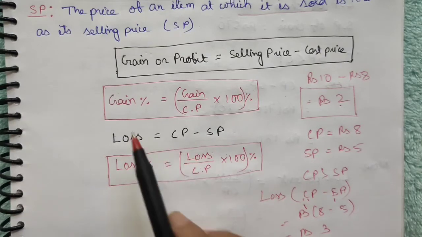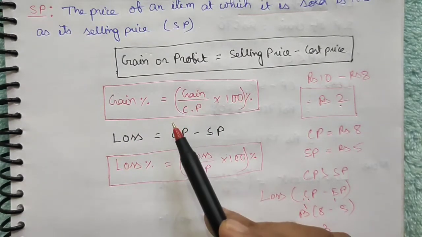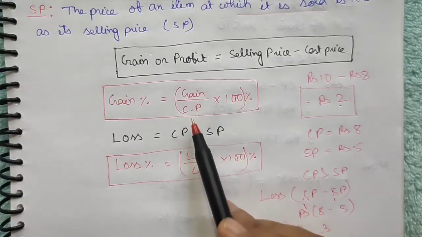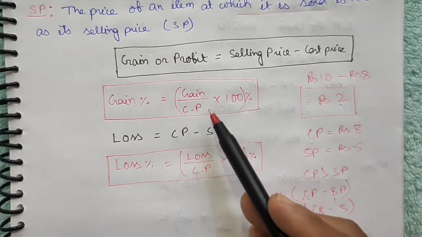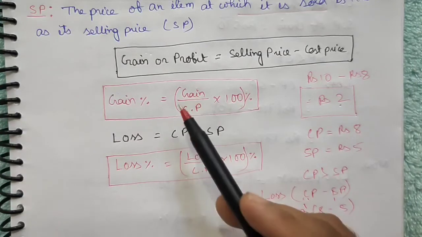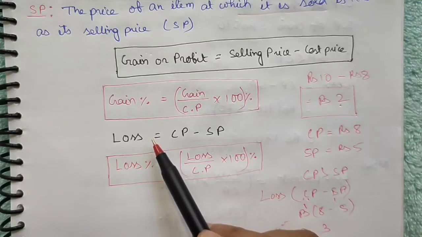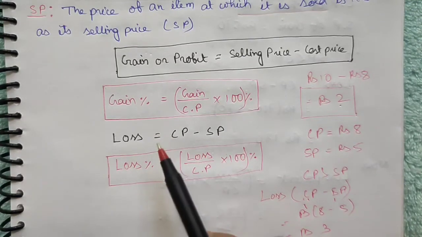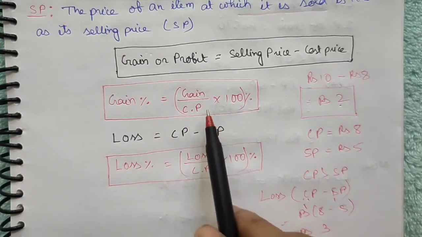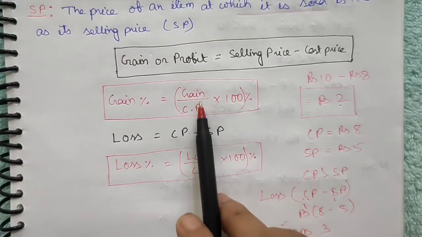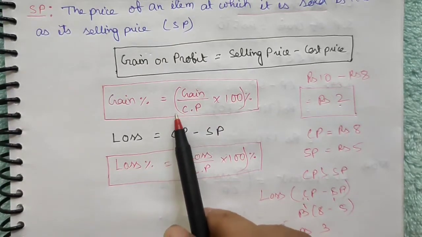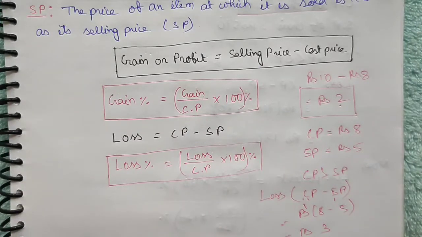So gain percent is what? Gain by CP. Gain percent means gain by cost price into 100. For example, you know how to find the percentage of marks: marks obtained by total marks. Consider the marks obtained as gain, and the cost price as the total marks, into 100. So gain percent is gain by CP into 100.